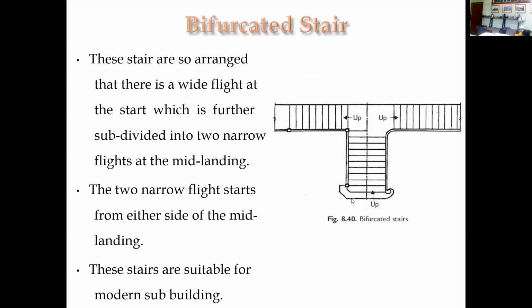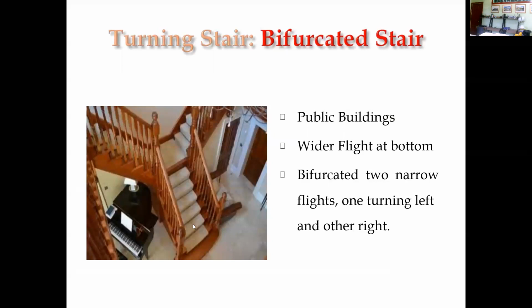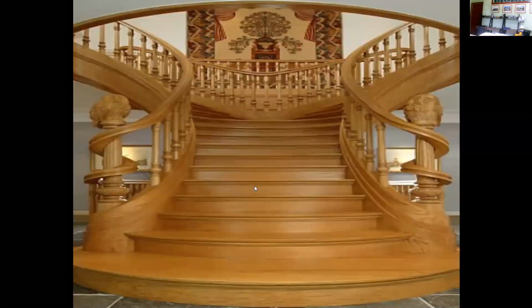And we have the bifurcated stair. This stair is so arranged that there is a wide flight at the start, which is further subdivided into two narrow flights at the mid-landing. So this is the bifurcated stair. This is commonly used in public buildings. Wider flight at the bottom, bifurcated into two narrow flights, one turning left and one turning right. Okay, so this is another design of a bifurcated stair with application of some architectural designs.